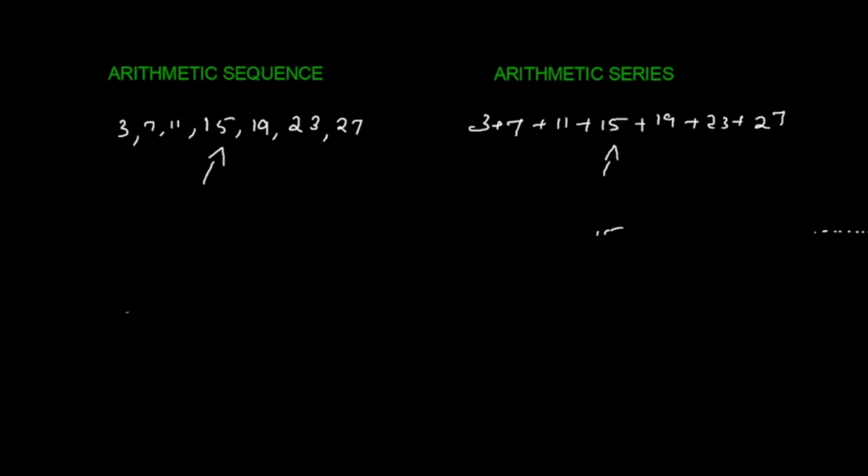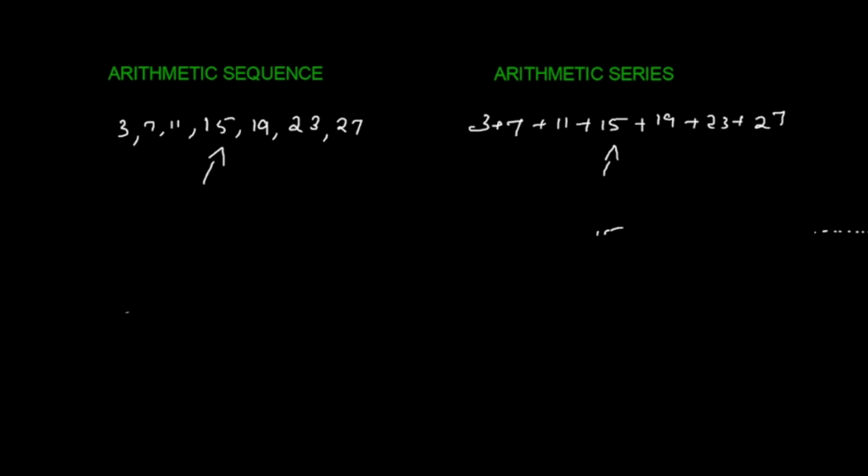So there are two types of sequences and two types of series. Now we will see what the two types of sequences are. There are finite sequence and infinite sequence. First one is finite sequence.